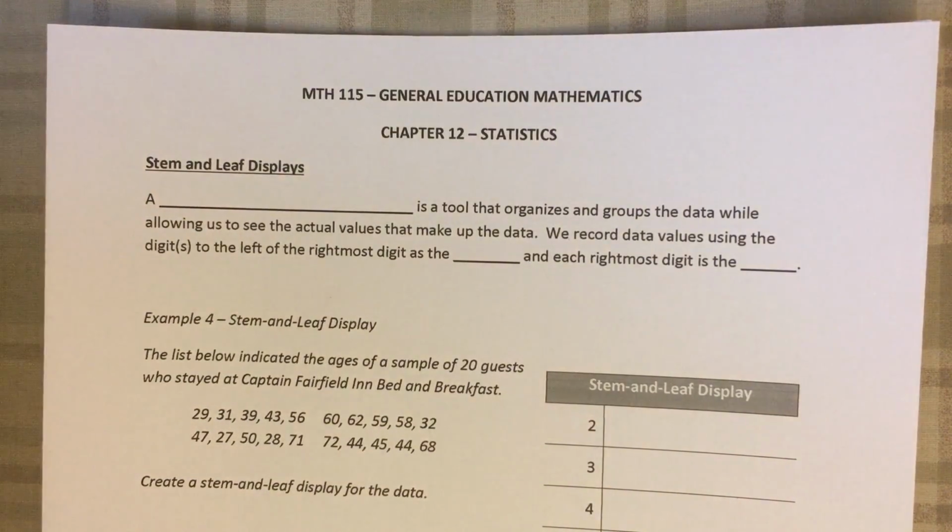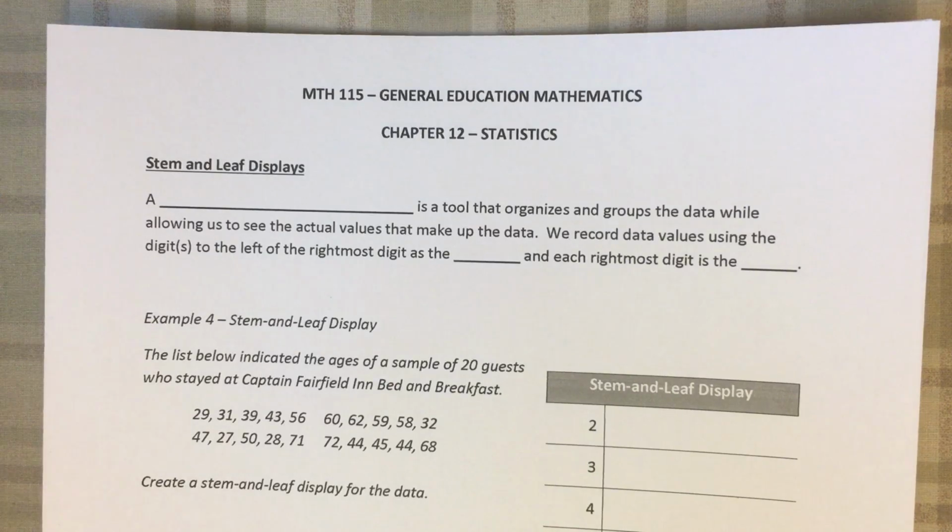Right, we are going to go ahead and finish off our discussion of section 12.2. In addition to histograms and polygons, frequency histograms and frequency polygons, we may decide that we want to present our statistical information in a different way. We're going to talk about two other potential ways: stem and leaf displays and circle graphs. There are definitely other ways of presenting statistical information.